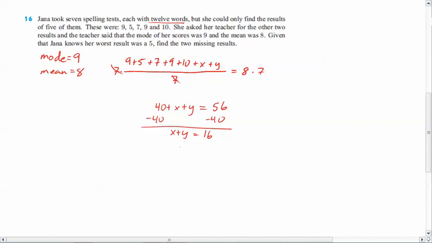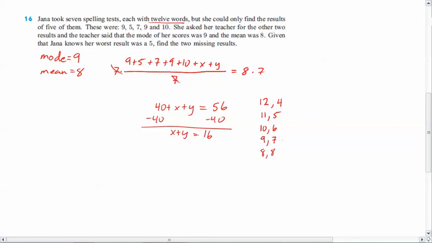So what are the possibilities? What could it possibly be? Well, the highest score is a 12. So it could be a 12 and a 4. It could be an 11 and a 5, right? These two numbers have to add up to give me 16. It could be 10 and 6. It could be 9 and 7. And then it could be 8 and 8. Okay, so those are the possibilities.